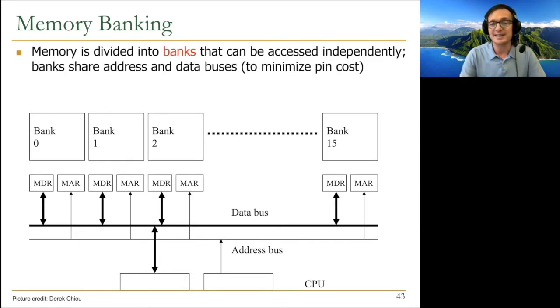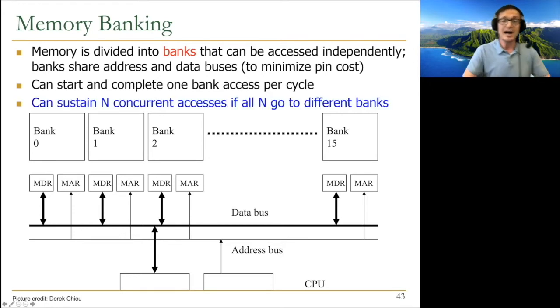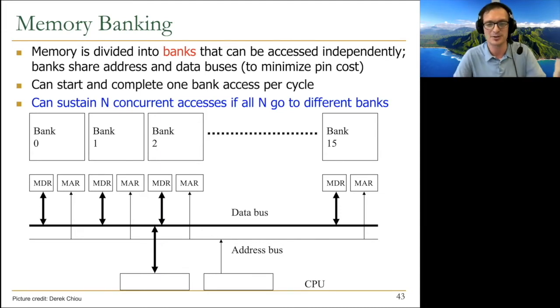But basically, the key idea is memory is divided into banks that can be accessed independently. Independently meaning you start an access independently. You cannot do accesses in the same cycle at the same time because we have a single address bus, single data bus. Okay. And the goal is really banks share the address and data buses. They have a single address bus and single data bus to minimize the pin cost. You can start and complete one bank access per cycle. I'm going to show you another example soon. Now you can sustain n concurrent accesses if all n go to different banks, right? Okay, keep this in mind and you can also study it on your own.